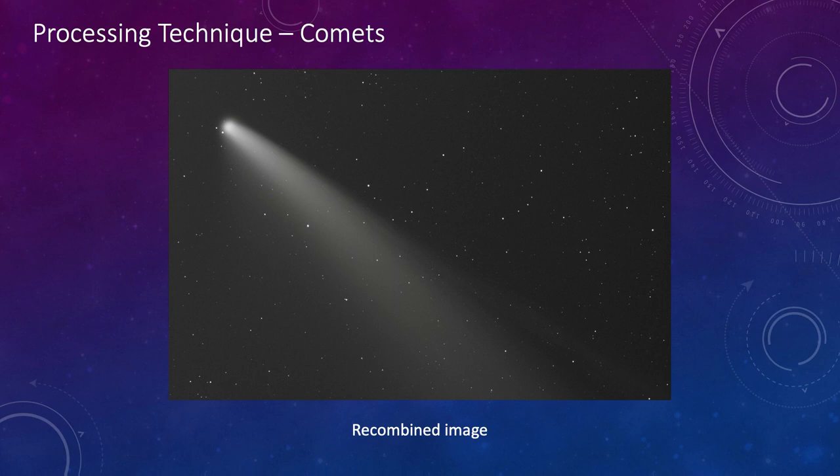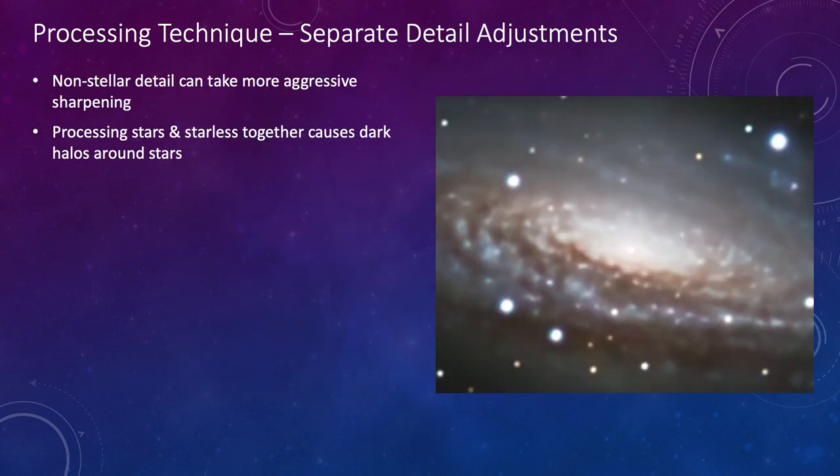All right, another technique: separate detail adjustments for the stellar portion of the image and the non-stellar portion of the image. As I'm sure everyone knows, the non-stellar portions of your data can generally take a lot more sharpening by whatever method, deconvolution, unsharp mask, what have you, wavelets.